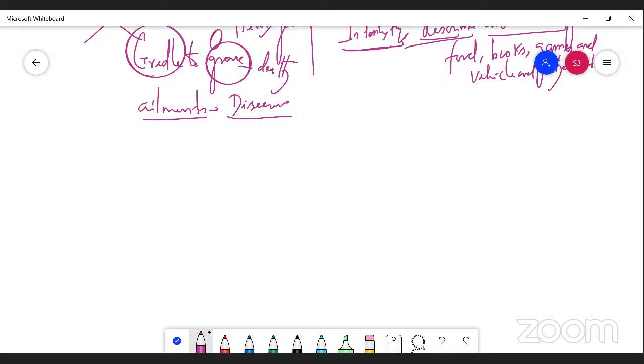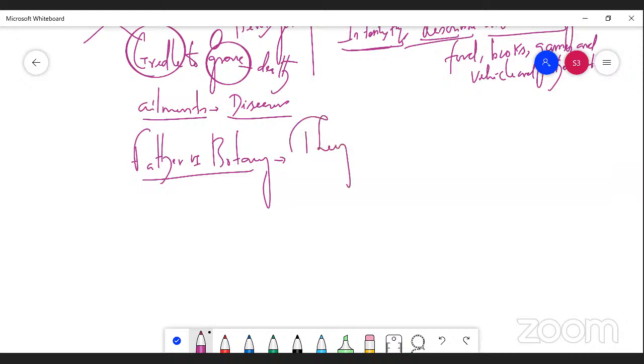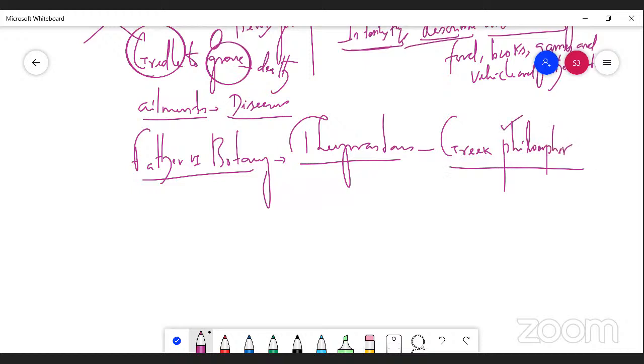Who is called the father of botany? Theophrastus. So Theophrastus is called the father of botany. He was a Greek philosopher. He is considered the father of botany. What is the name? Theophrastus.